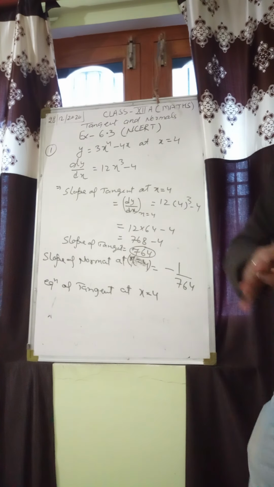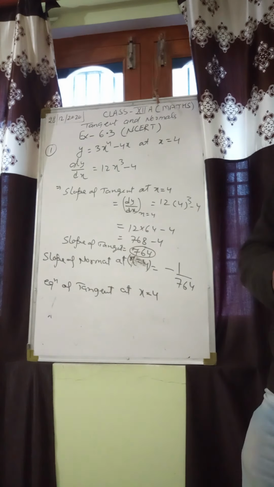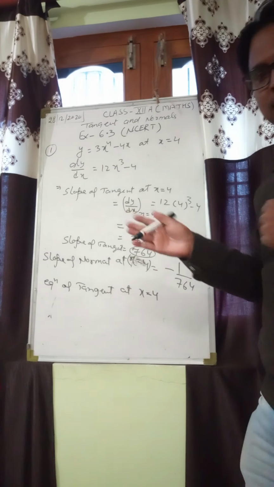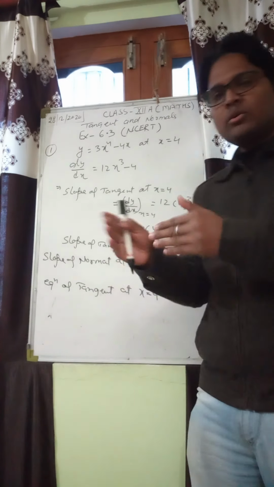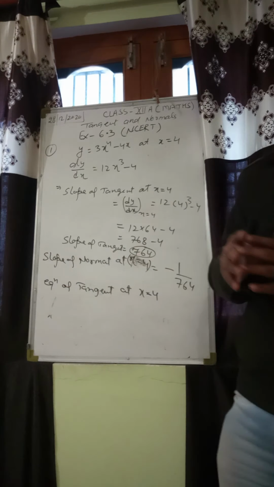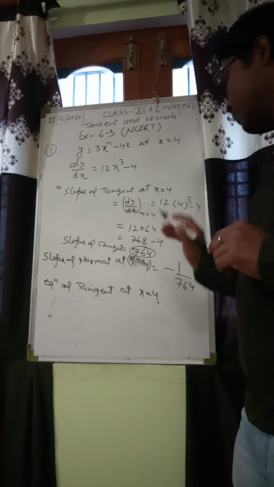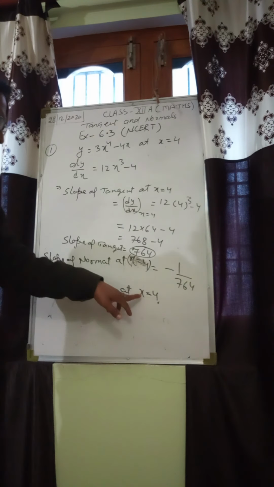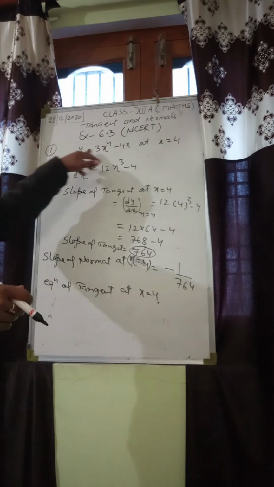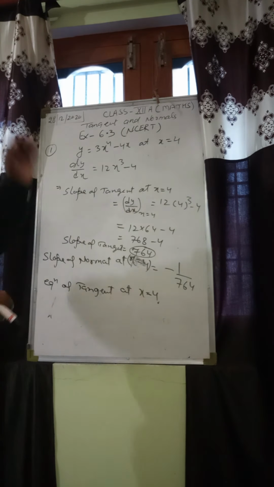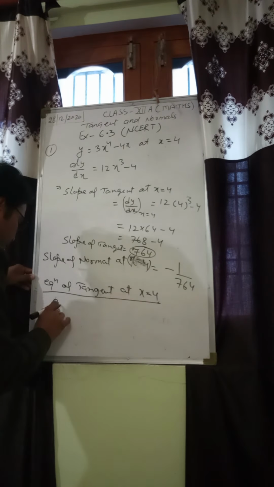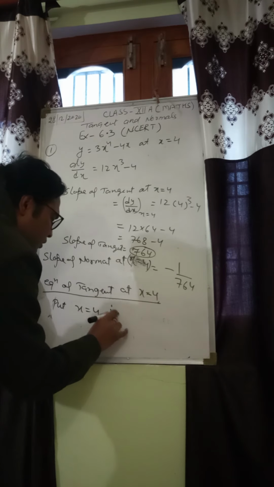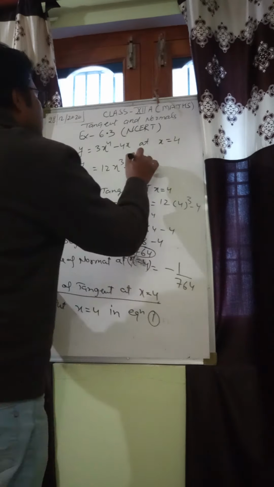The equation of a line which passes through x1, y1 and has a given slope, here 764, is y minus y1 is equal to m times x minus x1. So clearly x1 is given, that is 4, but we don't know y. Clearly this x is equal to 4 lies on this curve. So for finding that point, put x is equal to 4 in the first equation.